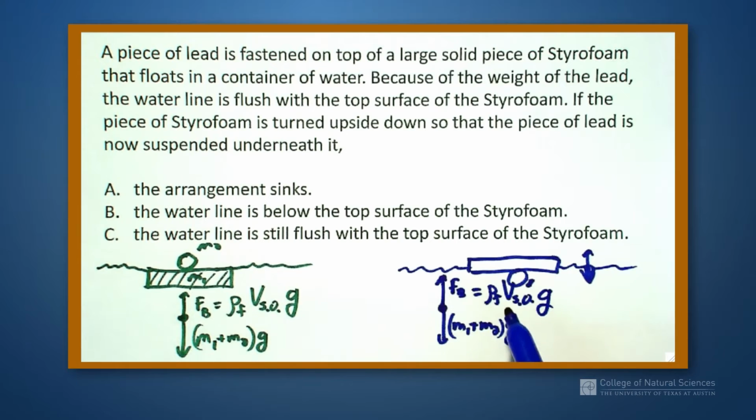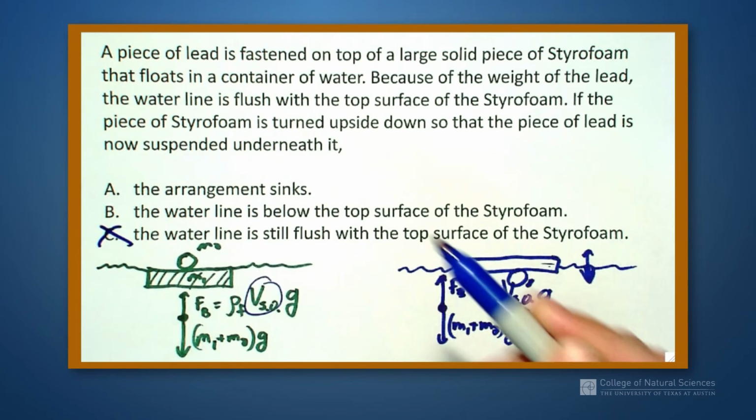Well, I look at this picture and I say, if the water line is still flush with the top surface of the styrofoam, then I have the full volume of the styrofoam plus the volume of the lead ball. But since we have the same weight force, we have the same buoyancy force, we have to have the same submerged volume. So I can't submerge all of the styrofoam because I'm now submerging the lead as well. And that lead has some volume to it. So the water line can't be flush.